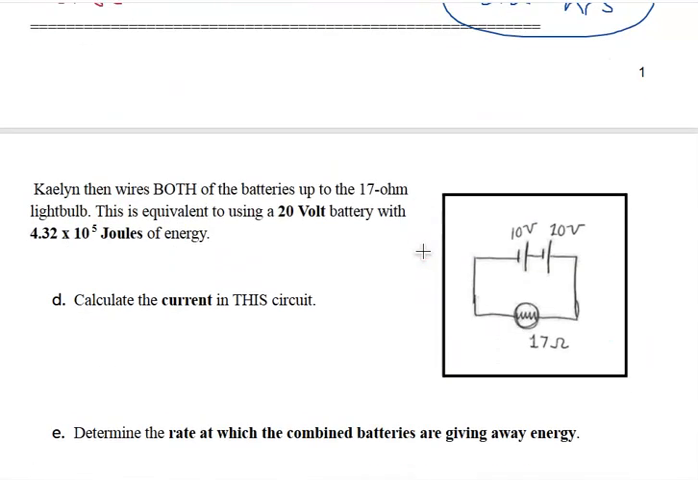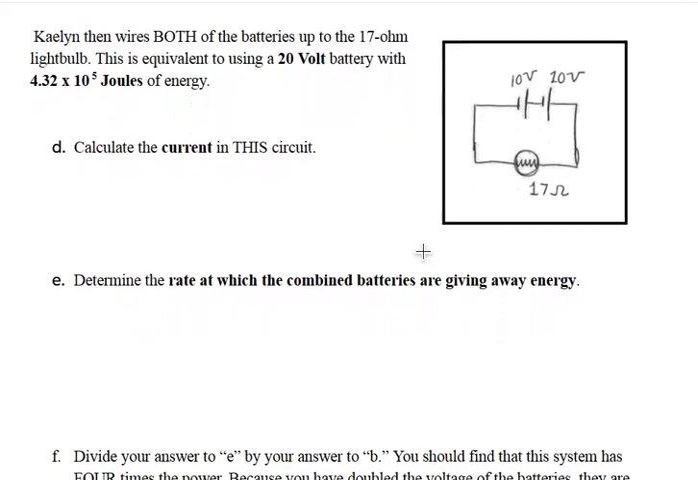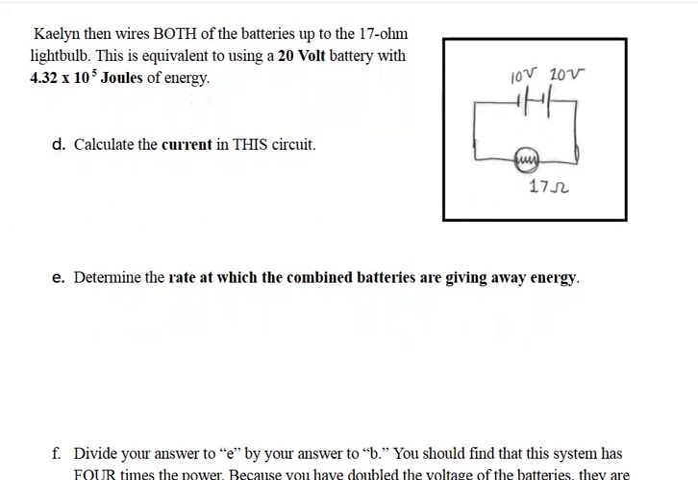Okay, awesome. Let's do number 2. She then hooks up both batteries, so that's like getting a 20-volt battery. So she has twice the voltage and she has twice the energy. So let's see what happens here. Clearly maybe something you don't expect, which is why I'm having you do it.